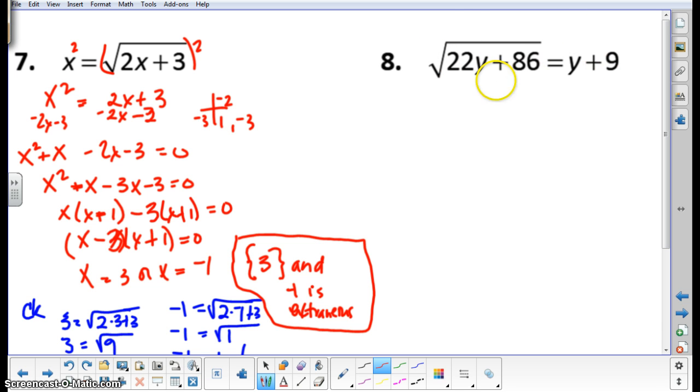Okay, let's have a look at this one. It's kind of ew, but first we check and see if this radical is isolated, and it is. So we're going to square both sides. So when we square this side, 22y plus 86, those are awfully big numbers, is equal to y plus 9. Please put those side by side and FOIL this out.